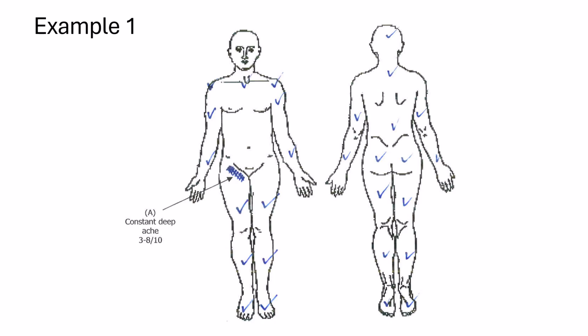Here, we have a patient who has come to you complaining of hip pain. During the interview, the patient tells you that the pain is deep, constant, and feels like an ache. You've labeled this pain, pain A. It is about 3 to 8 out of 10 on the numerical rating scale for pain. Some other interesting things on the body chart are the ticks on the body joints. Now, these ticks mean that these joints have been cleared of any problems by the physiotherapist.